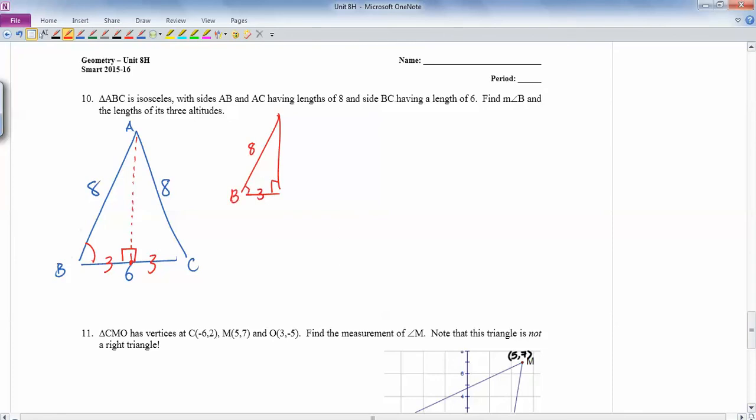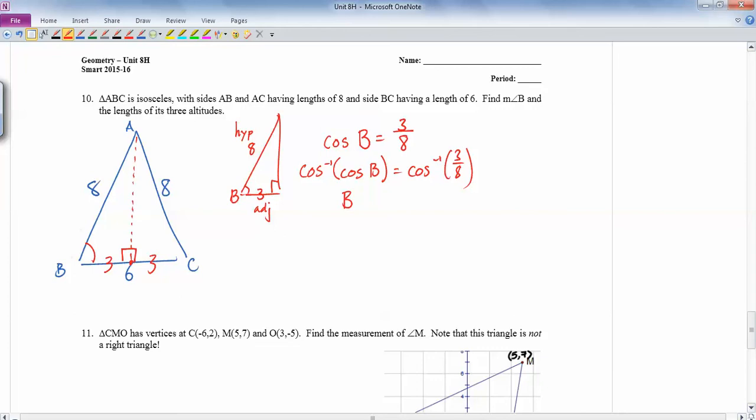So this side is adjacent, and this side is hypotenuse. Of the 3 trig functions, sine, cosine, tangent, the one that uses adjacent and hypotenuse is cosine. So cosine of my angle equals the adjacent side over the hypotenuse. And then if I do cos inverse of both sides, I just get B over here.